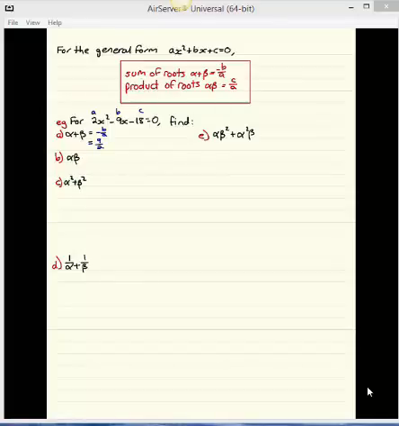Okay, and the product of our roots, well, that is equal to c over a, which is negative 18 over 2, which is negative 9. Okay, so they're the two really basic ones. After that, you have to start looking at what they've given you and try and manipulate it so that you're either operating with the sum, alpha plus beta, or the product, alpha beta.